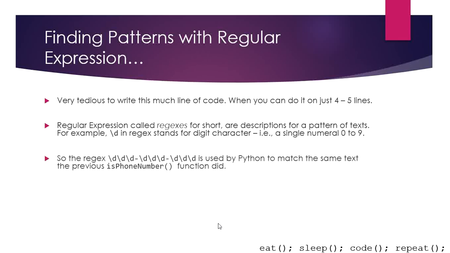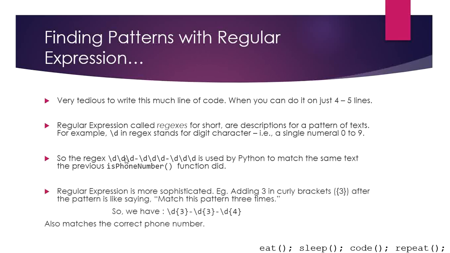Now, the regex you can see over here, \d, then a hyphen, and so on, with one more \d required over here, is used by Python to match the same text that the previous isPhoneNumber function did. So this thing right over here does the same thing that your isPhoneNumber function in the previous slide does.